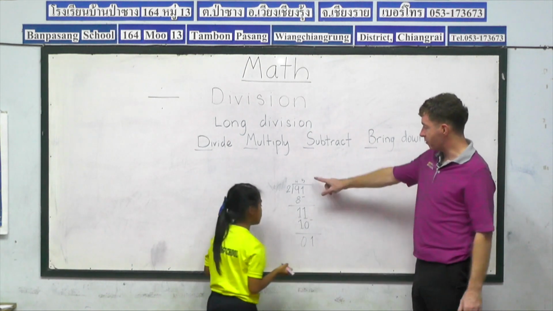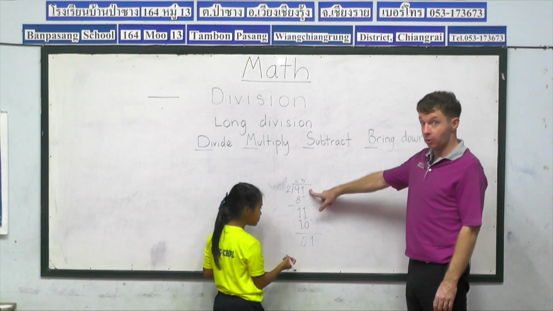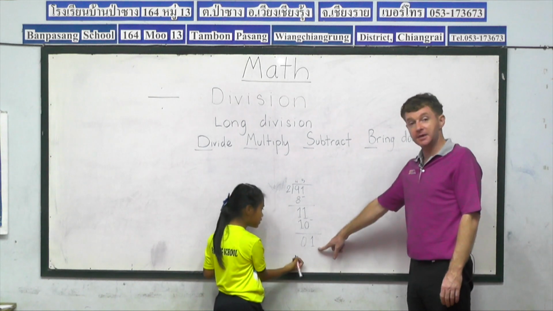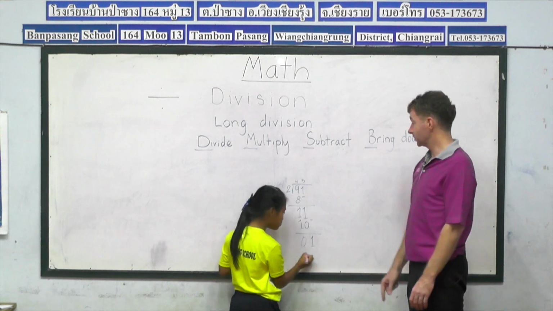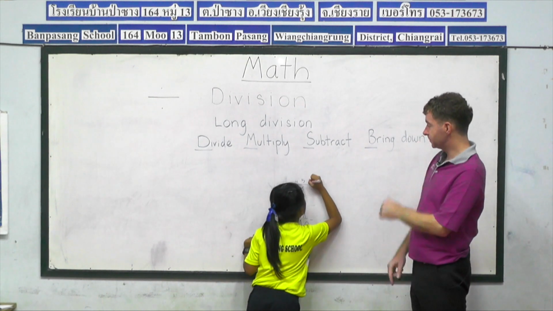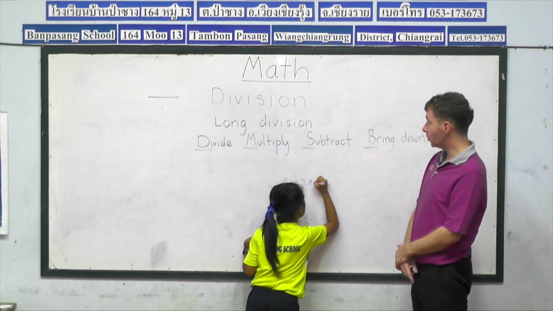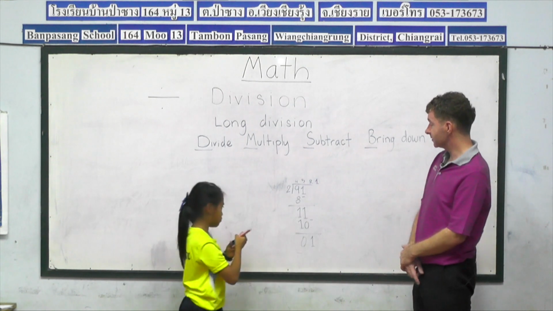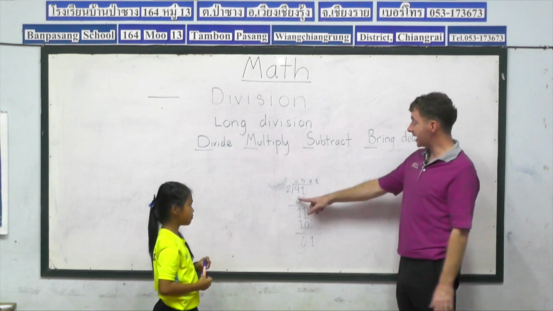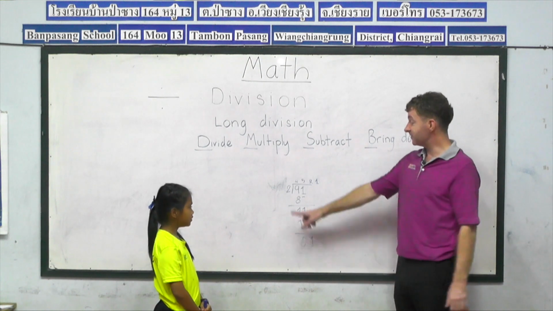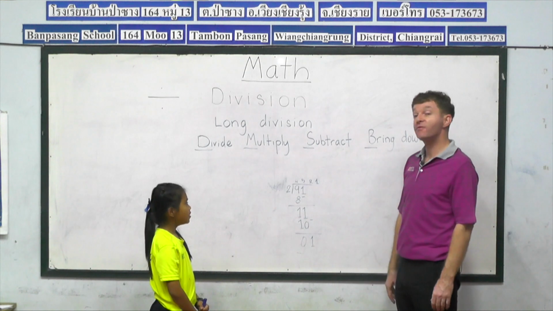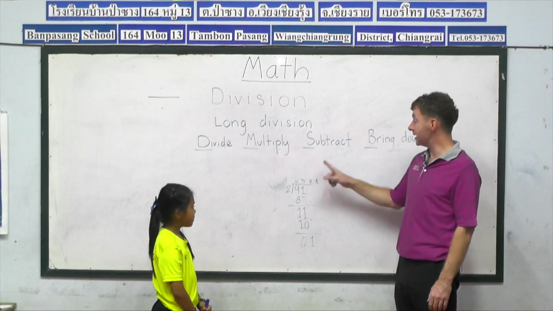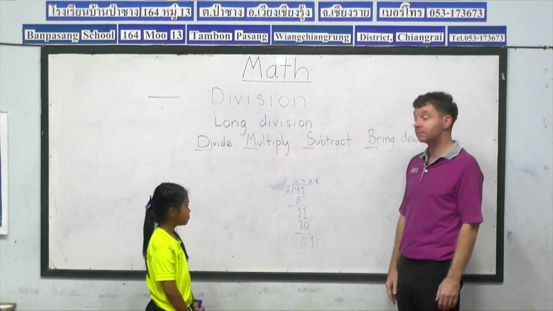So now we bring down again, but we've no more numbers. What does this mean, guys? Remainder 1. Perfect. So our answer, 91 divided by 2 equals 45, remainder 1. Pak Bung, that was brilliant.